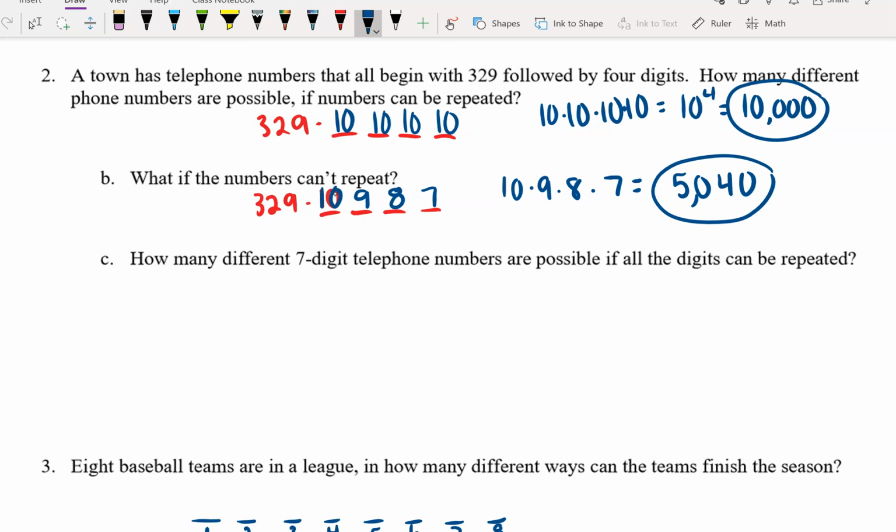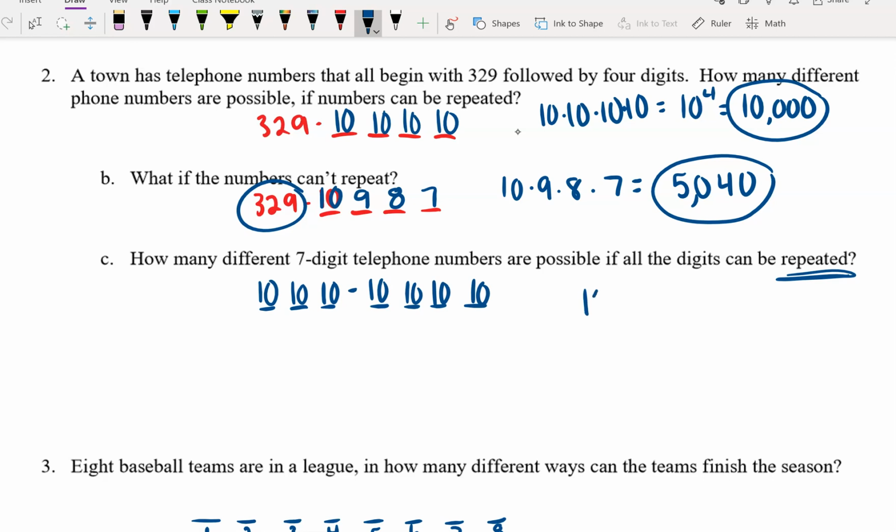All right, option C, how many different 7-digit phone numbers are possible if all the digits can be repeated? So 7-digit phone numbers. So now we're saying that we don't need 329 to start. So no more 329. It's going to start with whatever we want it to start with. So there are 10 options for this first digit. And then, this is important, it says numbers can be repeated. So there's still 10 options for the second digit, and 10 for the third, 10 for the fourth, 10 for the fifth, 10 for the sixth, 10 for the seventh.